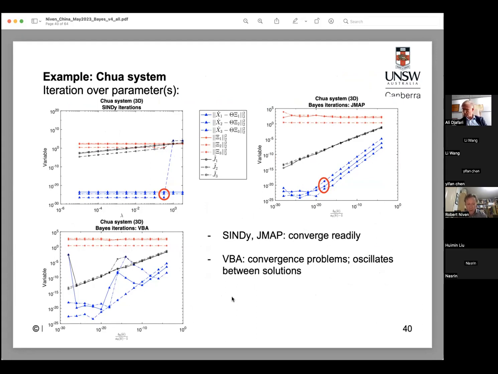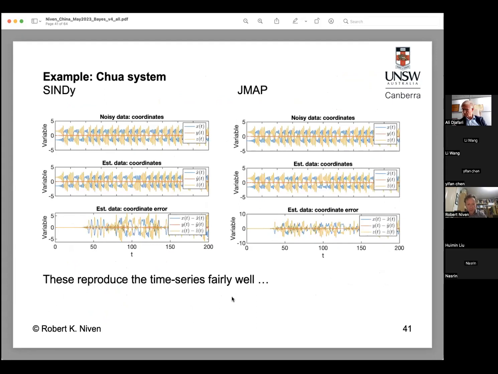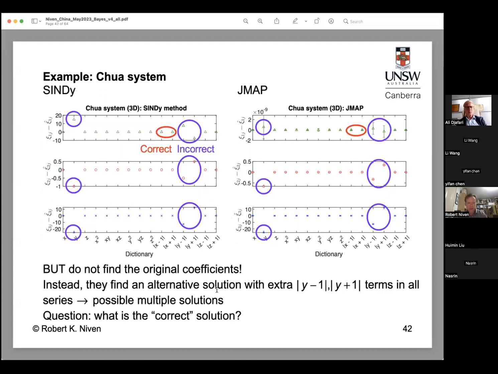And now, why is that? Let's look at what happens. For SINDy and for JMAP, we're able to reproduce our time series very well for a time interval. So they reproduce the time series fairly well, but in both cases, neither algorithm actually finds the original coefficients. Now, why is that?